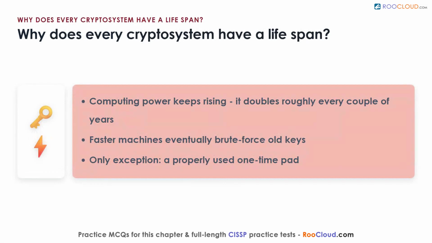Why does every crypto system have a limited lifespan? Because computing power keeps rising, and rising power erodes cryptographic strength. A long-observed trend holds that processing capability roughly doubles every couple of years. As machines get faster, keys that once took lifetimes to guess eventually fall within reach of brute force. So no algorithm stays strong forever, with the lone theoretical exception of a properly used one-time pad. Think of a dam holding back a river that keeps rising. Sooner or later, a wall built for yesterday's water is overtopped.